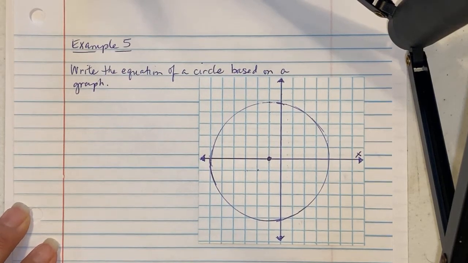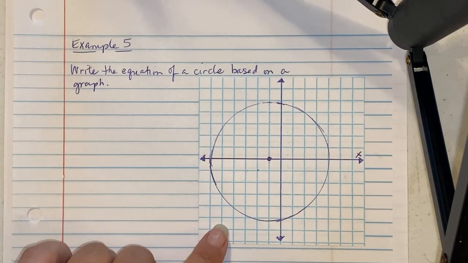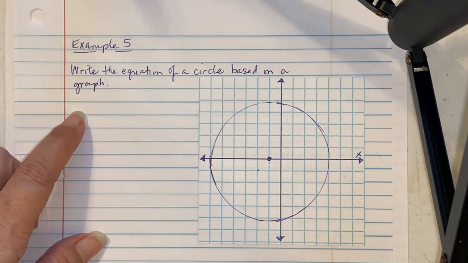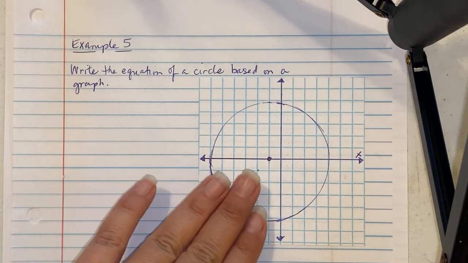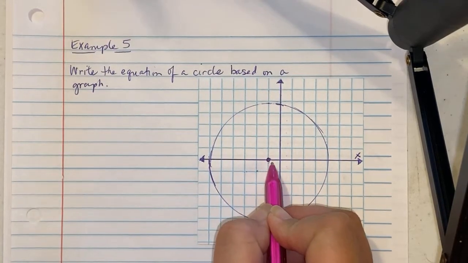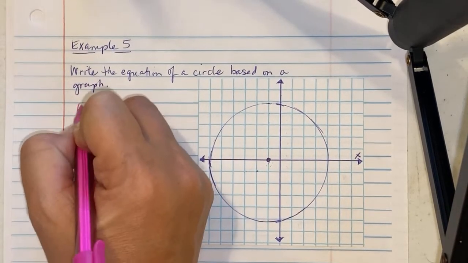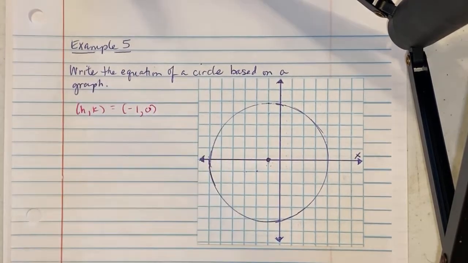Okay, so example 5. What if you're given a picture of a circle on a coordinate grid and they want you to write the equation of a circle based on the graph? So the first thing you want to know is locate your center, which is your (h, k). And when I look here, our center (h, k) is located at (-1, 0). So I'm going to say that (h, k) is at (-1, 0).